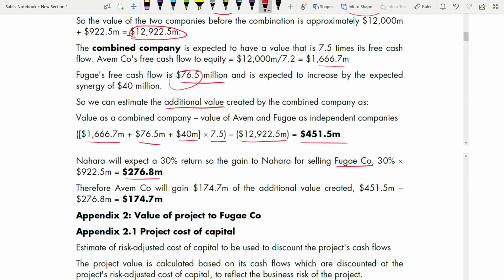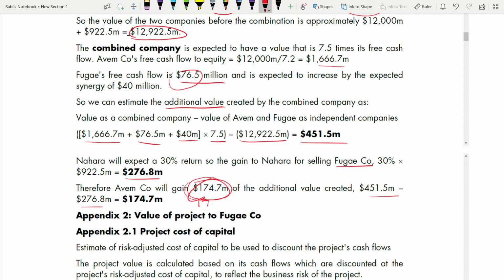Therefore, Avem will gain how much? This is a wrong figure again, a typing error. It is 174.7. Yes, yes, it is correct. Somewhere else it was put as a wrong figure. Here it is correct, it is 174.7 only. I'm sorry, but this amount has been put as a wrong figure somewhere else later. So therefore, Avem will gain how much? That additional value minus how much goes to Nahara. The remaining goes to Avem.